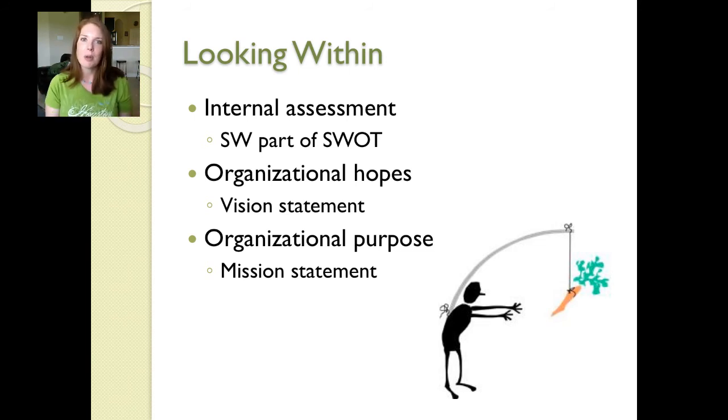So the S and the W are actually from looking within. We're looking internally at our own company. It doesn't matter anything else that's going on externally or outside the company. It's just what's happening within us. What are we good at, and what are we maybe weaker at or need some more work on? Or what do we choose to be weak at?